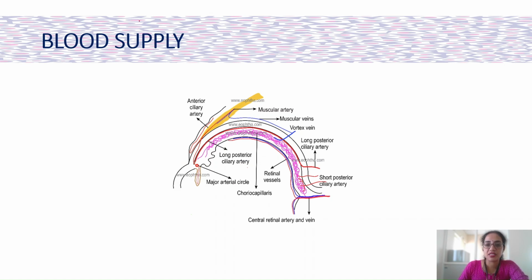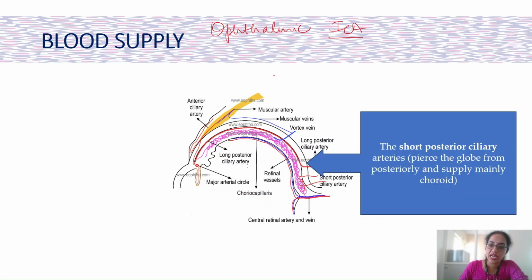Let's understand the blood supply of uvea. All the blood is derived mainly from the ophthalmic artery, which is a direct branch of the internal carotid artery. From the ophthalmic artery, we have the short posterior ciliary arteries that pierce the globe posteriorly around the optic nerve and then supply the choroid.